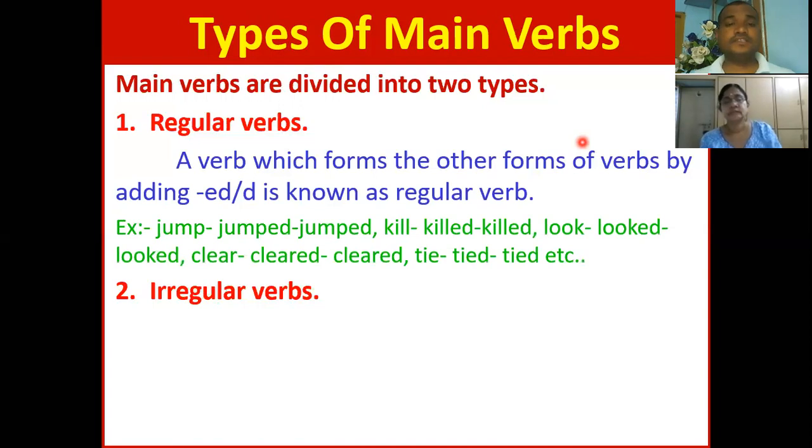Example, jump, jumped, jumped. Here, if you observe, I just added ED to get V2 and V3. If you remove these two letters, it will be nothing but V1. To make V2 and V3 from V1, if you add just ED or D, those verbs are known as regular verbs. This is the rule. According to this rule, if any verb changes form from V1 to V2 and V3 this way, those verbs are known as regular verbs.